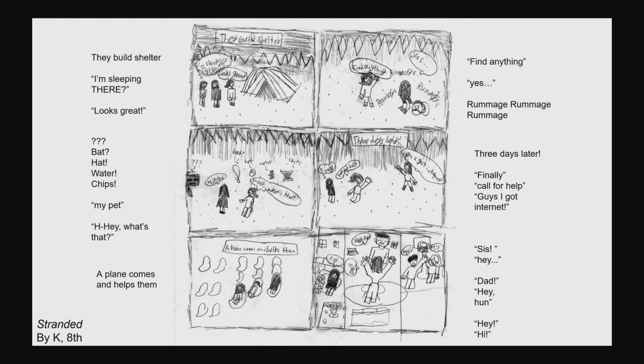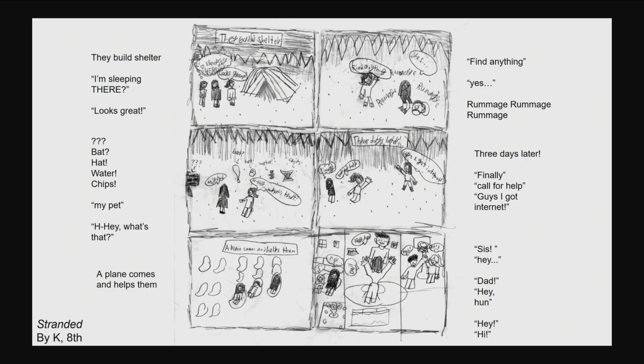Page 2. "They build shelter. I'm sleeping there. Looks great." Panel 2, "Find anything? Yes." "Rummage, rummage, rummage. Question mark, question mark, question mark. Bat? Cat? Water? Chips? Hey, what's that?" "My pet." So here we have a creature coming from the side.